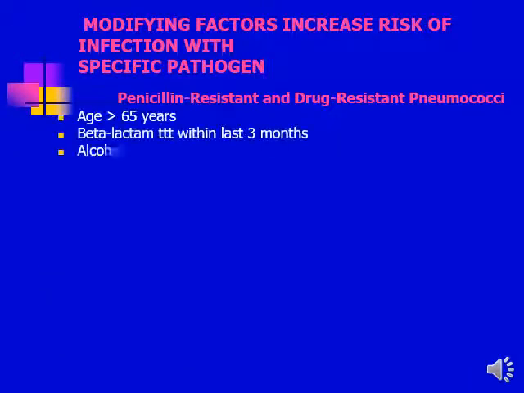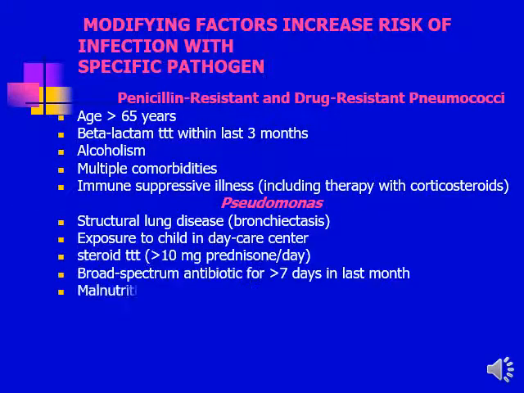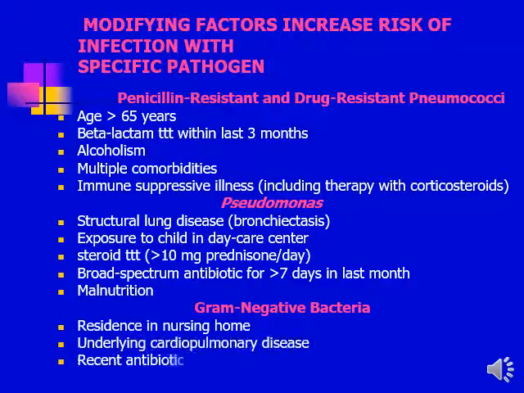What is meant by modifying factor? How can I predict that the patient is most likely to have this organism? For example, if the patient is older than 65, has had beta-lactam treatment within 3 months, alcoholism, or multiple comorbidities, then most likely this patient has drug-resistant pneumococci or penicillin-resistant pneumococci.